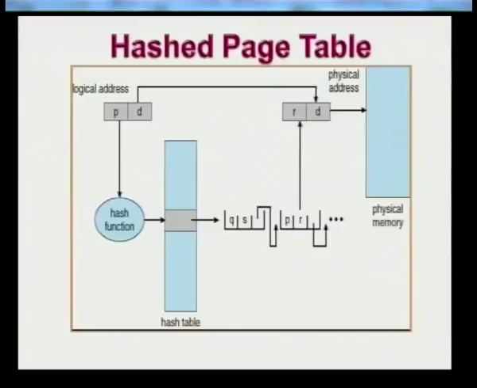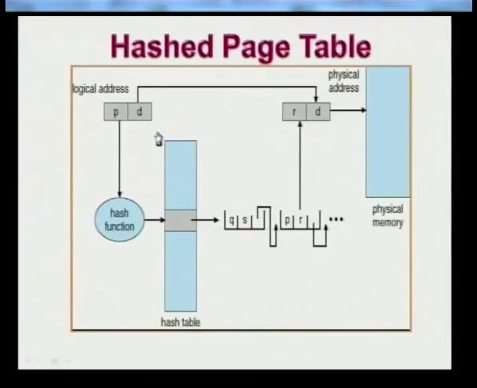This page fault will be sensed by the operating system by the generation of a trap, and the page fault is handled at a later time using different mechanisms. Those handling mechanisms would be discussed in the future slides. This is how a hashed page table implementation looks.